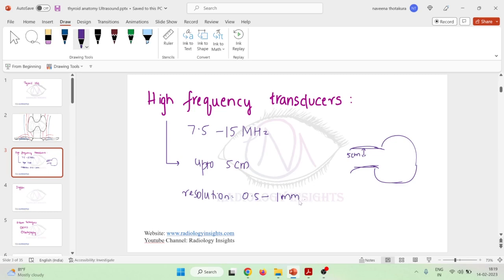We can also use linear array transducers, or we can say a linear probe. In ultrasound, we have three probes: curvilinear, linear, and endocavitary probes. We will use a surface high frequency transducer, which is nothing but the linear probe, for assessing the thyroid gland. These linear array transducers will give either a rectangular format of scan or a trapezoid scan format, and this will help us in better visualization of the thyroid gland.